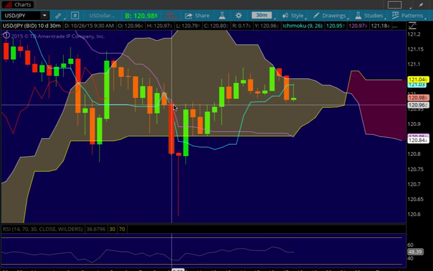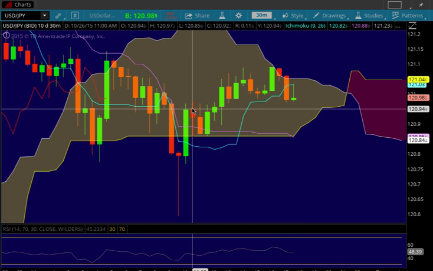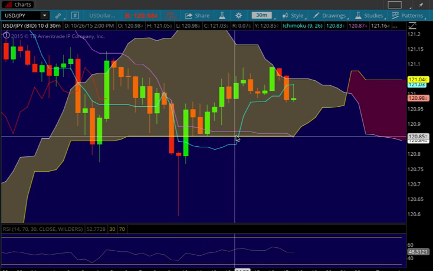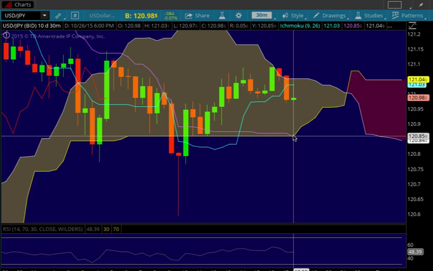We do have some obvious horizontal support in the 120.94 level, but then we don't really have a lot more support until the bottom of the cloud, which is confluent with the Kijun-sen down here at around, oh nice, my cursor froze, around 120.85. Let's see. I'm not going to go to any lower time frames than that.